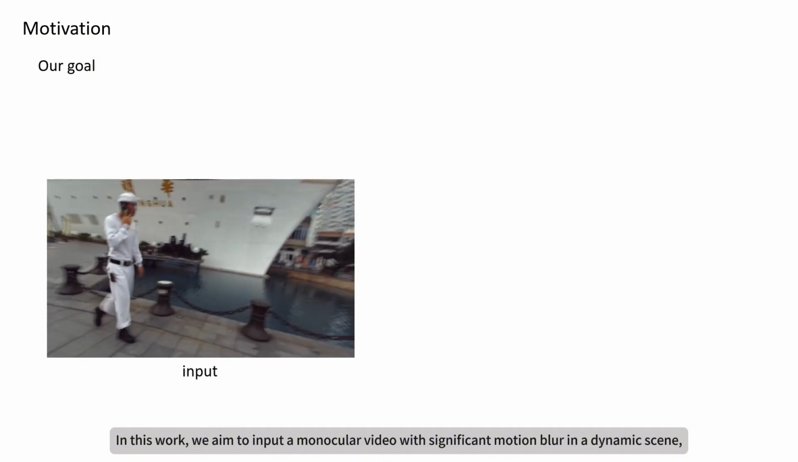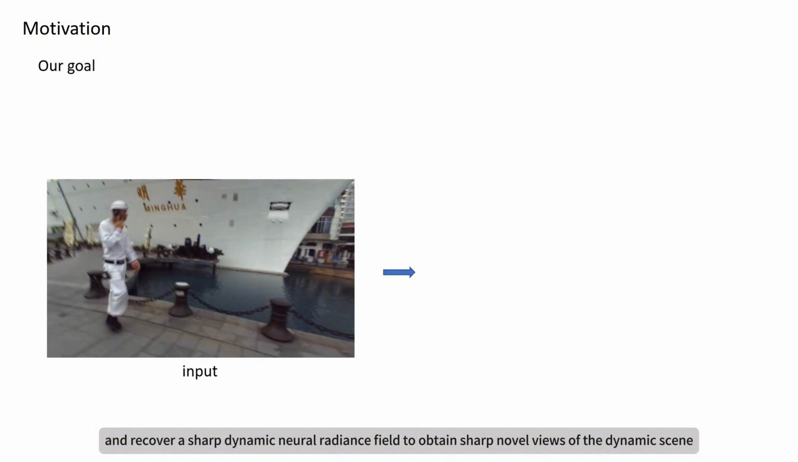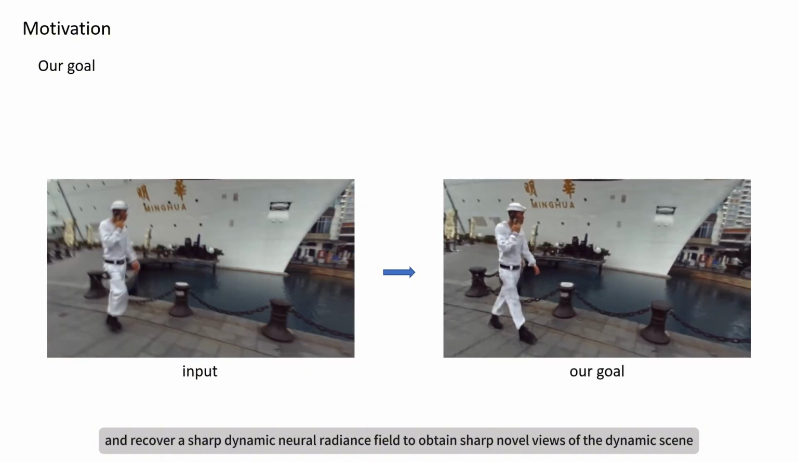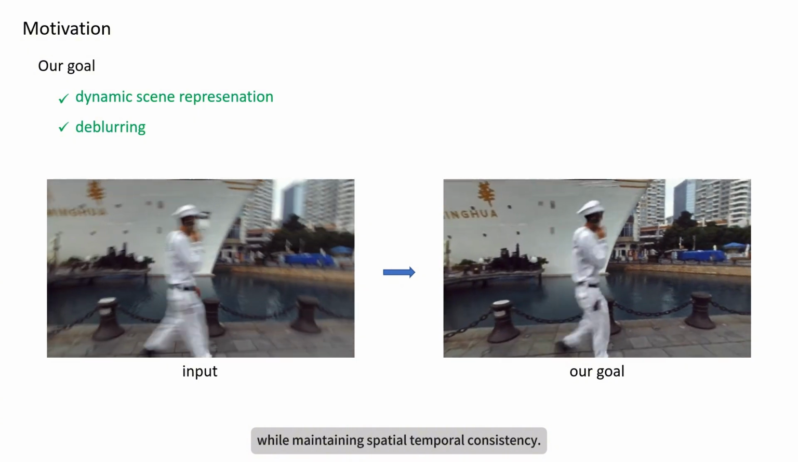In this work, we aim to input a monocular video with significant motion blur in a dynamic scene and recover a sharp dynamic neural radiance field to obtain sharp novel views of the dynamic scene while maintaining spatial-temporal consistency.